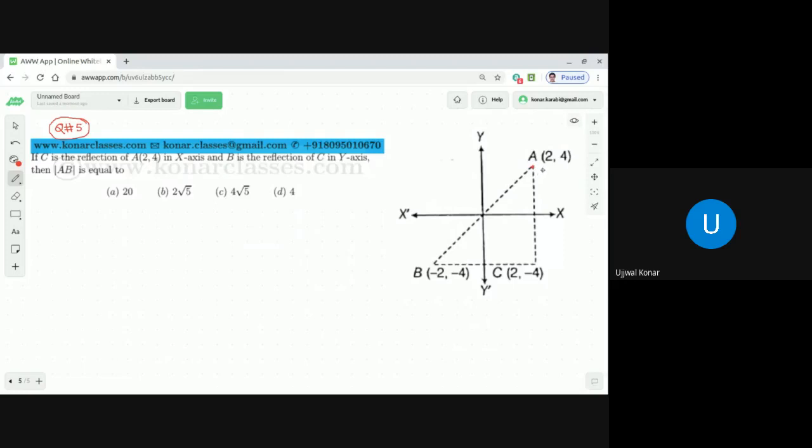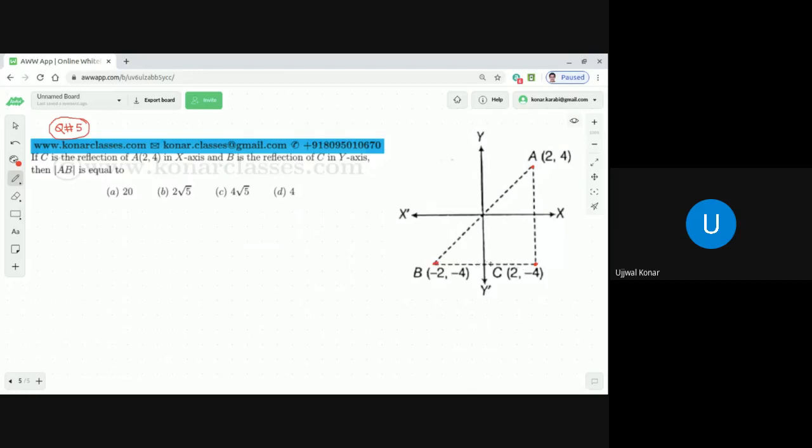First it gets reflected in the x-axis. Once it gets reflected in the x-axis, we get this point C, and obviously its x coordinate should remain the same, 2, but the y coordinate should be negative, -4, for an obvious reason. Okay. Now after that, the point C is getting reflected in the y-axis. Then it finally comes to the point B. So if it is the case, then what will happen?